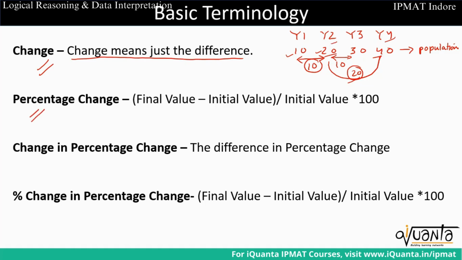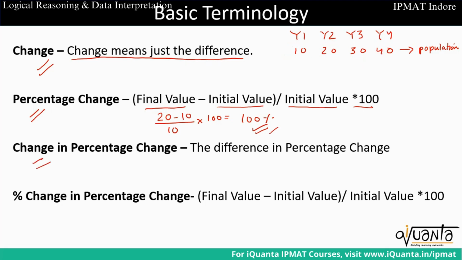Now the next term is percentage change. The percentage change is given by (final value minus initial value) upon initial value into 100. So if you have to find out the percentage change in population from year 1 to year 2, how to do it? The final value is 20 in year 2, the initial value in year 1 was 10, so (20 minus 10) upon initial value 10 into 100. This gives you 100%. So the change in population from year 1 to year 2 is 100%.